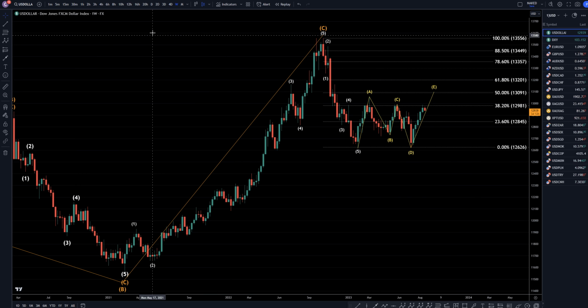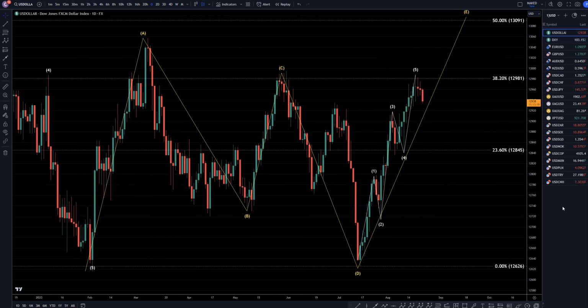So let's take a look at that on the daily time frame. On the daily time frame is where you can start to see the higher highs, higher lows that make this wave up, and it definitely does have a five-wave pattern, and we are turning at 38%.